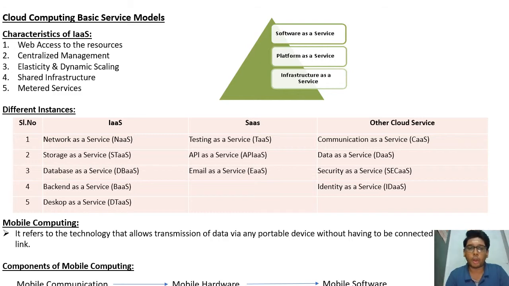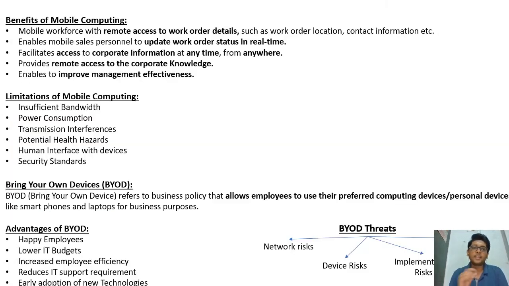அதுதான் next 3 components பிரிச்சிருக்கோம். Mobile communication, mobile hardware, mobile software. These are the 3 components of mobile computing. Next we come to the benefits of mobile computing. What are the benefits? There are 5 benefits.